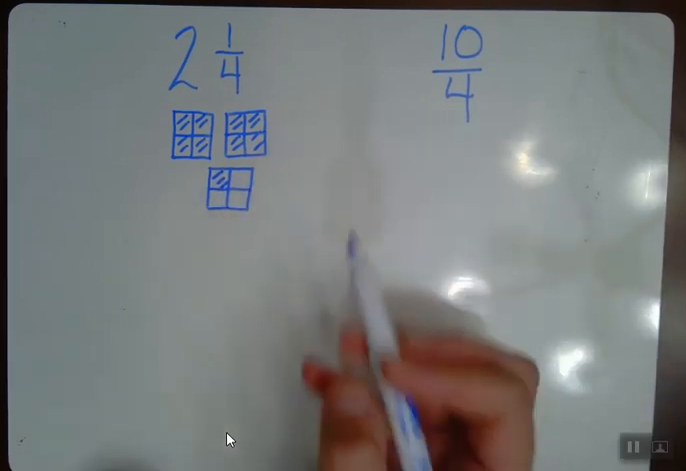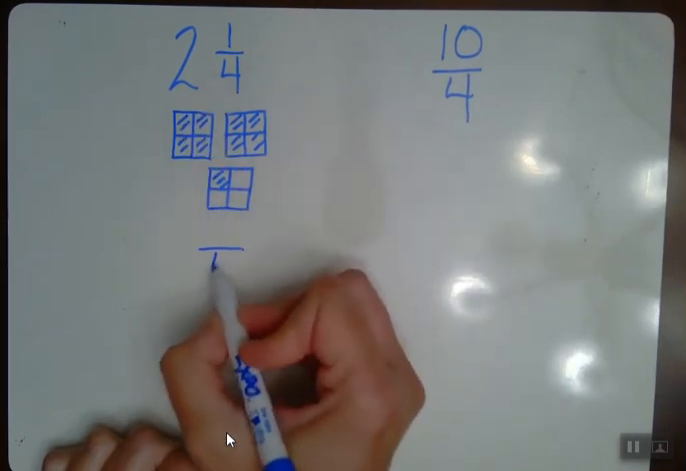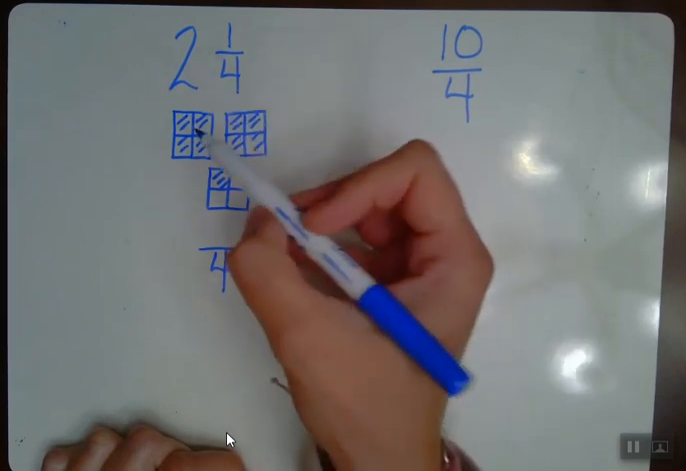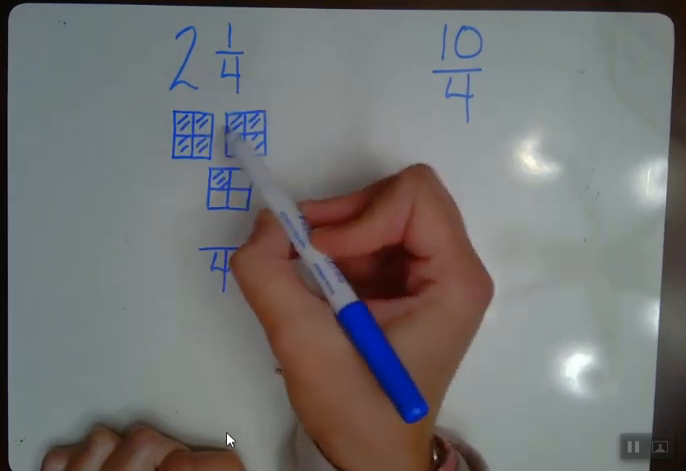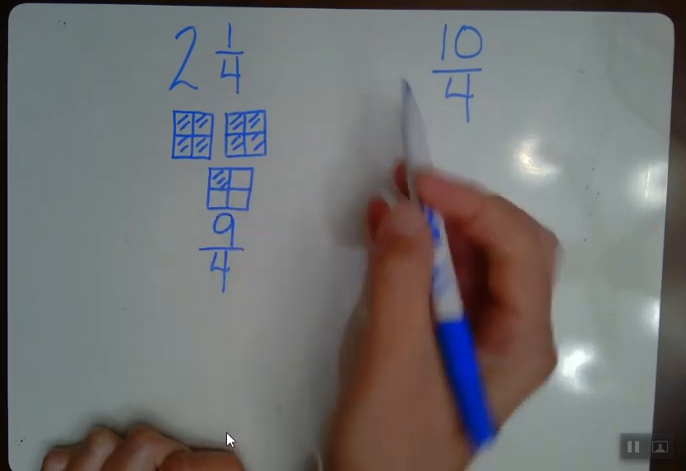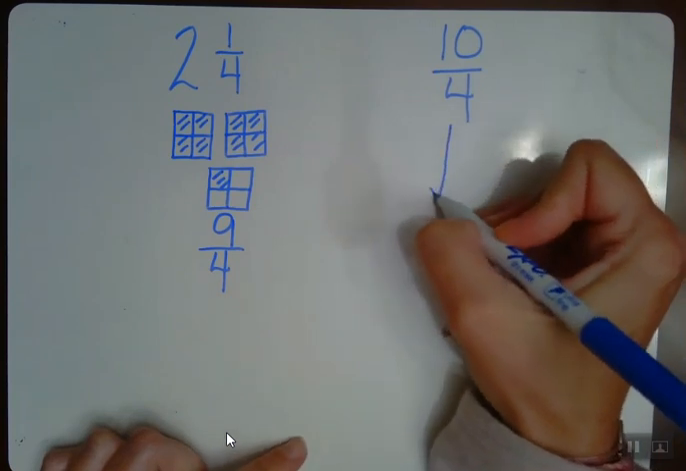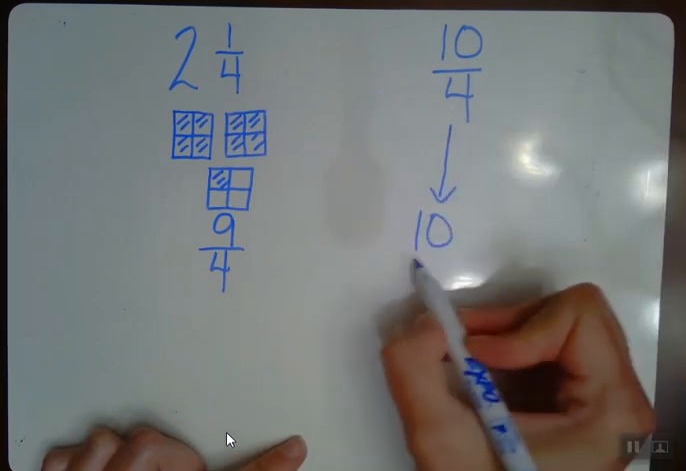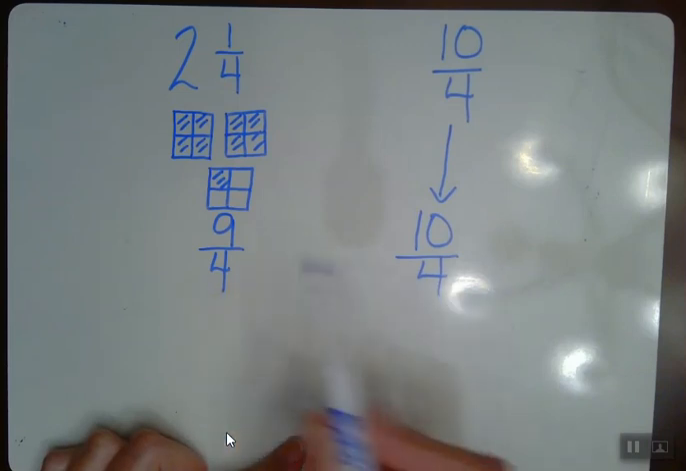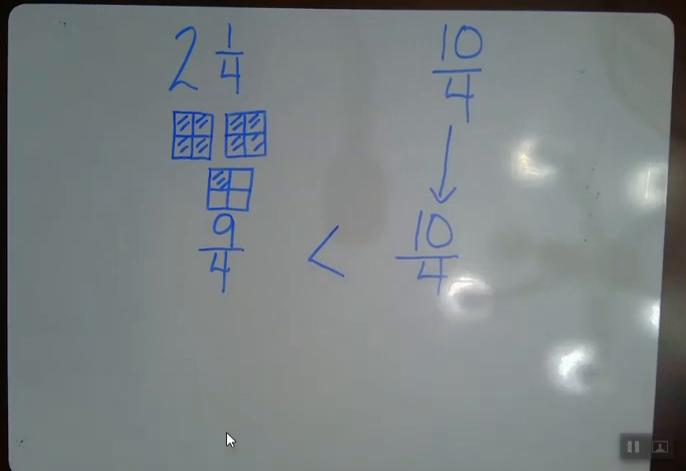Now I can change it into an improper fraction. I have 4 as my denominator because I'm still working with a model of fourths. And then I have 1, 2, 3, 4, 5, 6, 7, 8, 9 shaded parts. So 2 1/4 is equal to 9/4. Now I can bring down that improper fraction and I can compare apples to apples. 9/4 is less than 10/4.